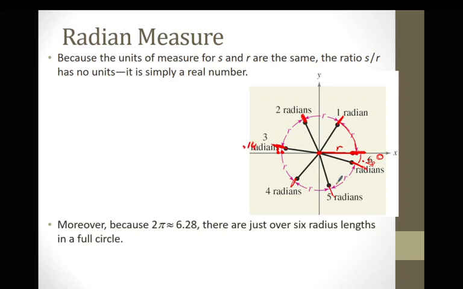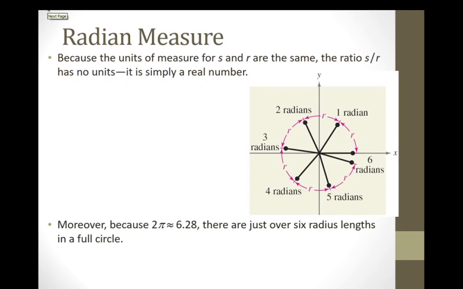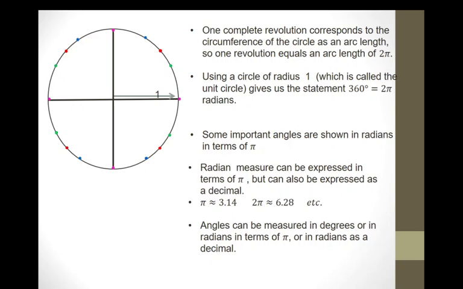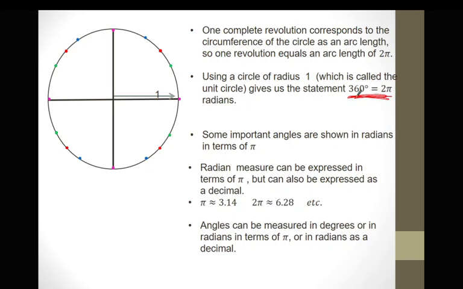That's where this idea comes from that 360 degrees is the same thing as 2 pi. Because going 360 degrees all the way around is also the same as going 2 pi radians all the way around. So one rotation around the circle is the same thing as 2 pi. When we talk about complete revolutions, they correspond to the circumference and the arc length of 2 pi. So basically 360 degrees is equal to 2 pi.